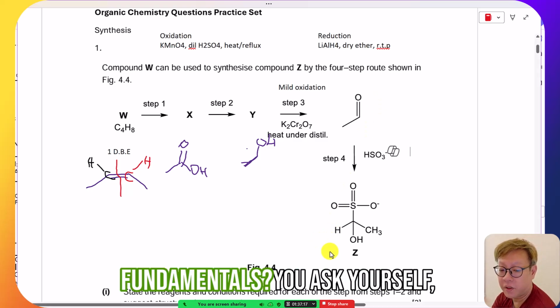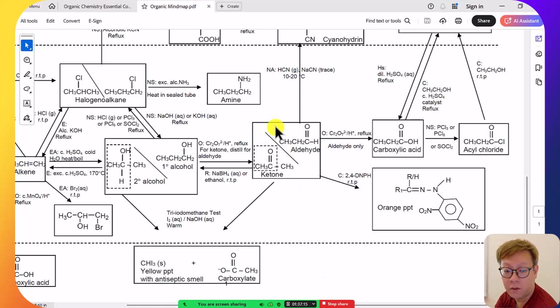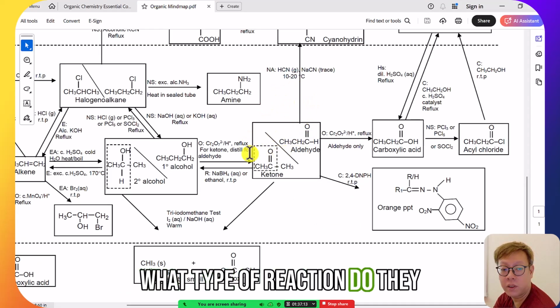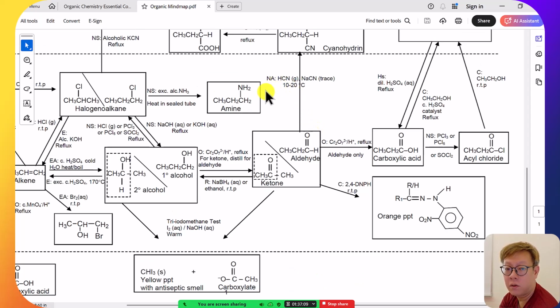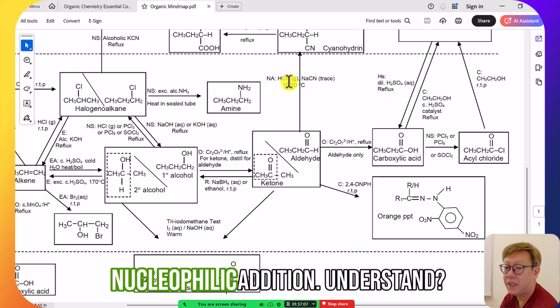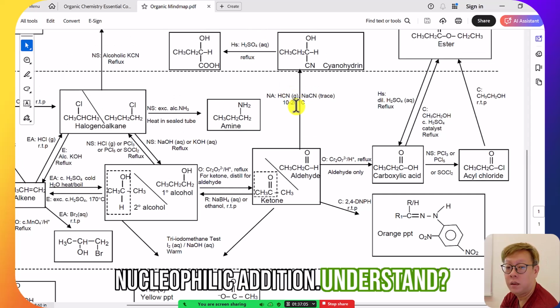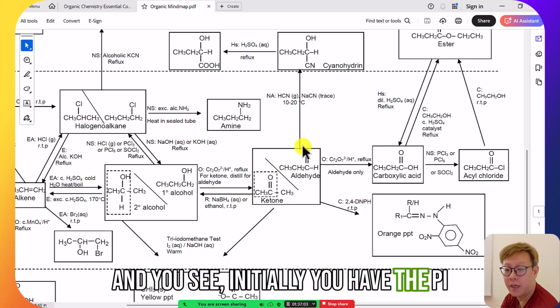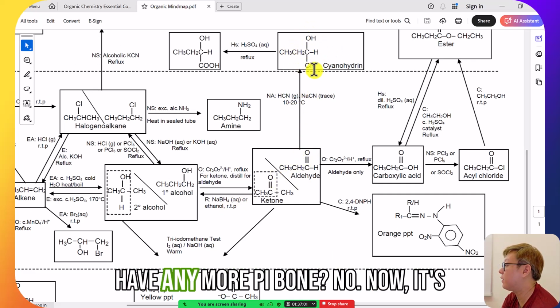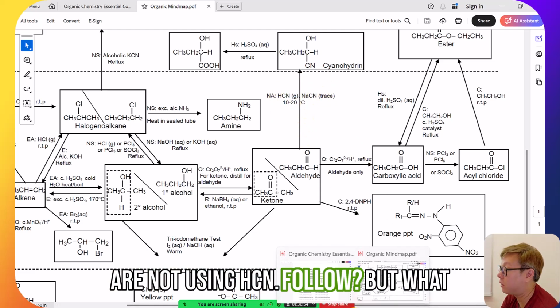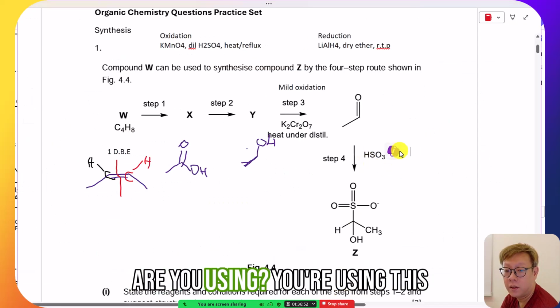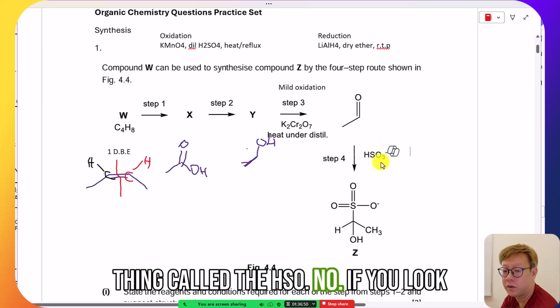Everybody clear? But let's go back to the fundamentals. What do I mean by fundamentals? You ask yourself, carbonyls, what type of reaction do they undergo? You see for yourself, they undergo nucleophilic addition. Understand? And you see, initially you have the pi bond. After the addition, do you have any more pi bond? No. Now, it's not exactly the same because you are not using HCN. Follow? But what are you using? You're using this thing called the HSO3 minus.